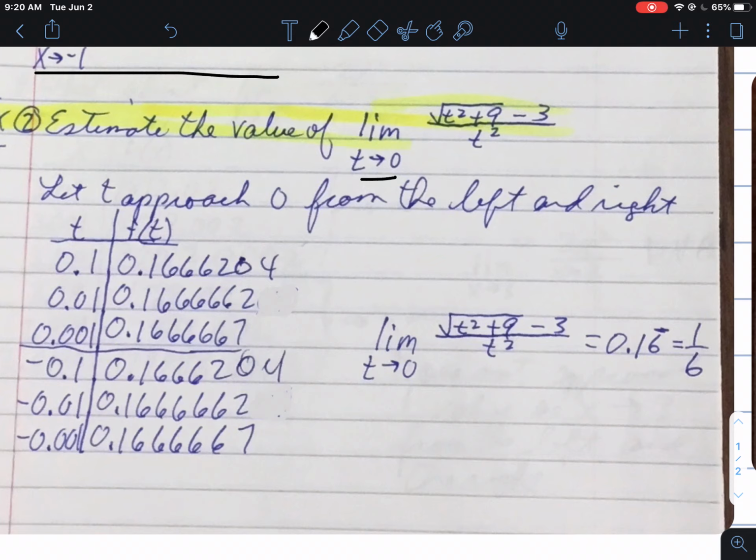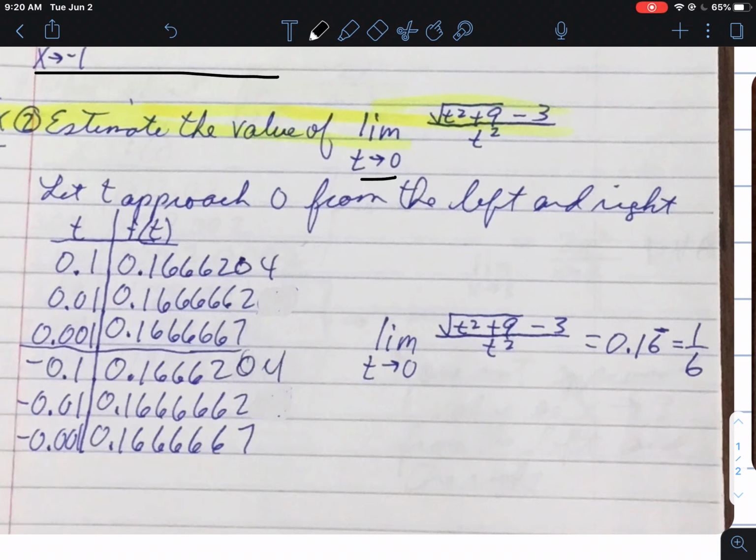So we do have a function that's undefined at 0, at our a value. But again, we don't care. Right? It's all about what happens as our t values in this case approach 0. So we're going to let t approach 0 from the left and from the right. So I'm taking values close to 0 from the right, 0.1, 0.01, 0.001, right? They're getting smaller and smaller, closer to 0. And then from the left, negative 0.1, negative 0.01, negative 0.001.